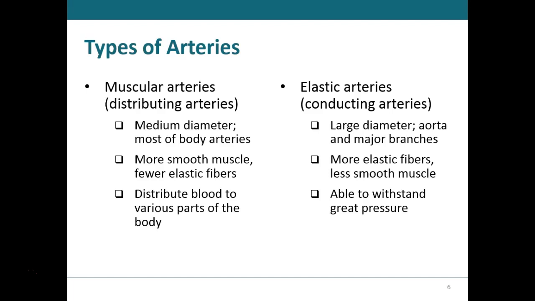Muscular arteries are called muscular because their tunica media contains more smooth muscle and fewer elastic fibers than the elastic arteries do. So the large amount of smooth muscle makes the walls of these arteries relatively thick, and they're capable of great constriction, so vasoconstriction and vasodilation, to adjust the rate of blood flow, and this of course is going to help to regulate blood pressure.